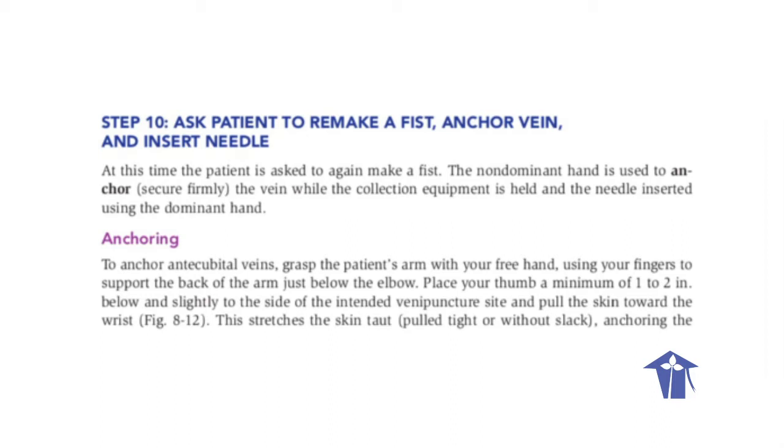Anchoring. To anchor antecubital veins, grasp the patient's arm with the free hand, using your fingers to support the back of the arm just below the elbow. Place your thumb a minimum of 1 to 2 inches below and slightly to the side of the intended venipuncture site, and pull the skin toward the wrist. This stretches the skin taut, pulled tight without slack.